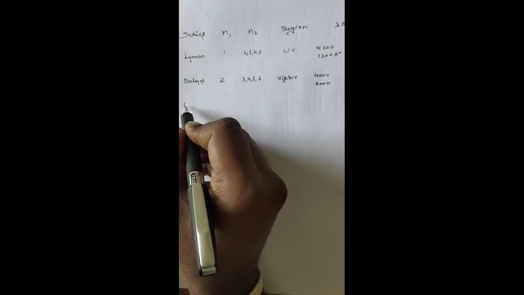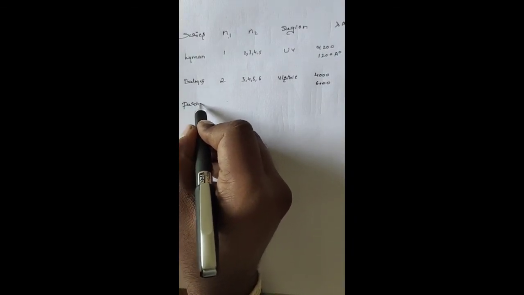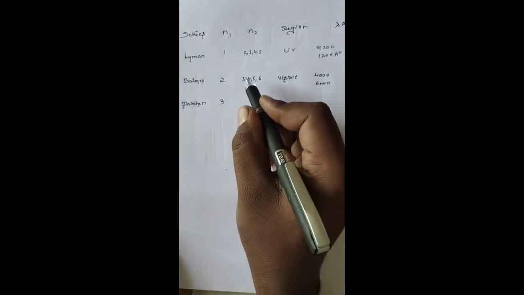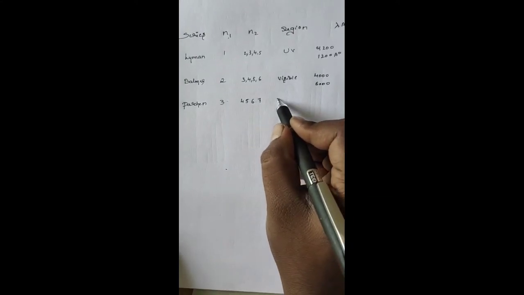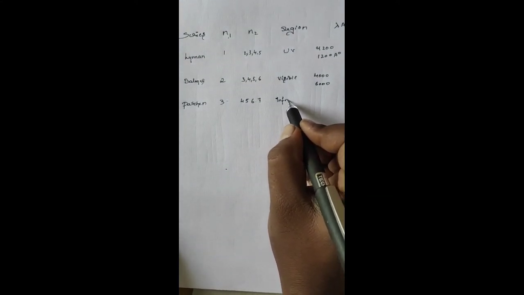Next series, Paschen. n1 equals 3. n2 is nothing but 4, 5, 6, 7. It is seen in infrared. The wavelength is 9500 Angstrom to 18,750 Angstrom. I forgot to write Angstroms.